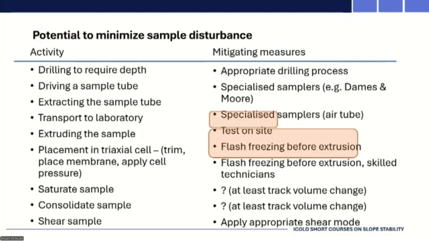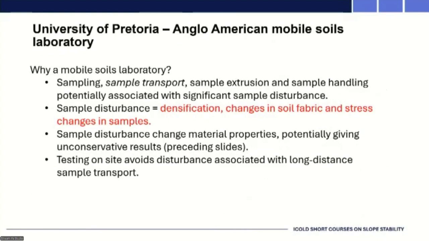The one is testing on-site instead of transporting a sample hundreds of kilometers potentially to a laboratory. And the other one is when you do extrude a very weak sample, can we test that on-site by maybe flash freezing it and then extruding it so that it does not slump? If you extrude a weak sample, it typically slumps, changes the void ratio, and what happens if we flash freeze it? So I want to show some of those results.